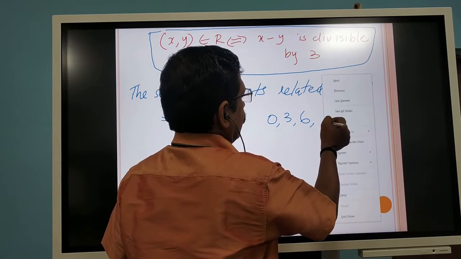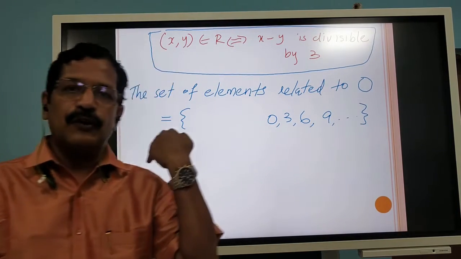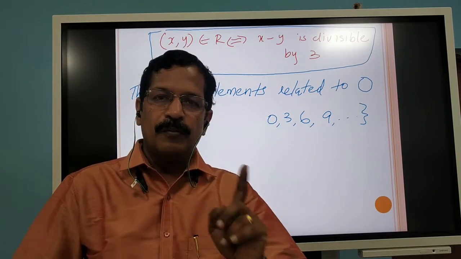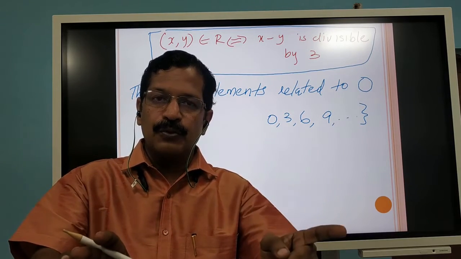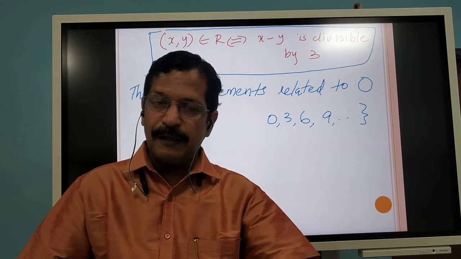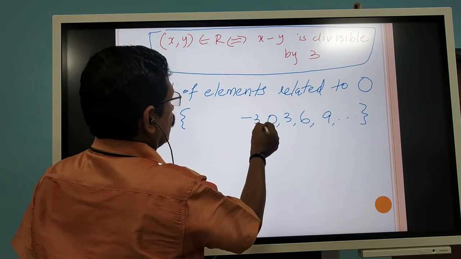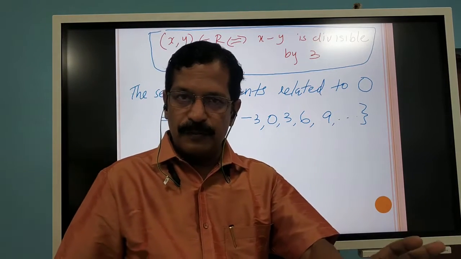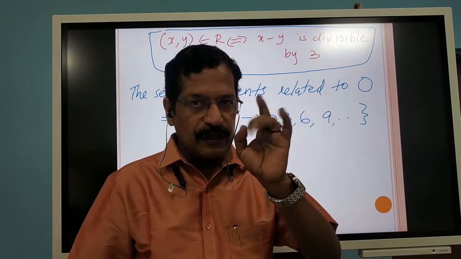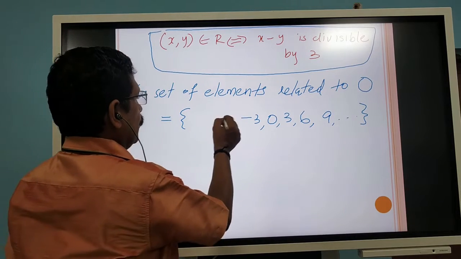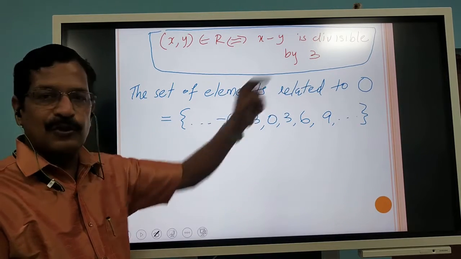Now, on the left side of 0, whether minus 1 is related to 0: minus 1 minus 0 is negative 1 only, it is not divisible by 3. Negative 2 is not divisible by 3. Negative 3, yes, negative 3 is divisible by 3. So negative 3 is possible. Negative 4 is not related to 0. Negative 5 is not related, but negative 6 is related to 0. So negative 6 and so on. It will come this way. So these are the elements related to 0.